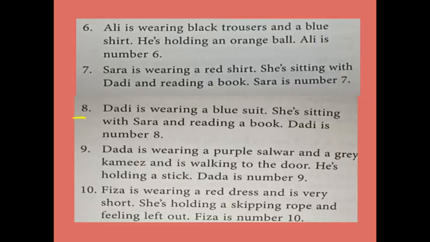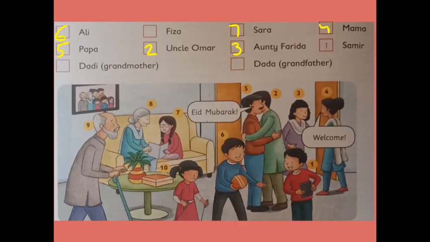Number 8. Dadi. Dadi is wearing a blue suit. She is sitting with Sarah and reading a book. Dadi is number 8. Dear student, can you find Dadi? Well done. This is Dadi. Her number is number 8.